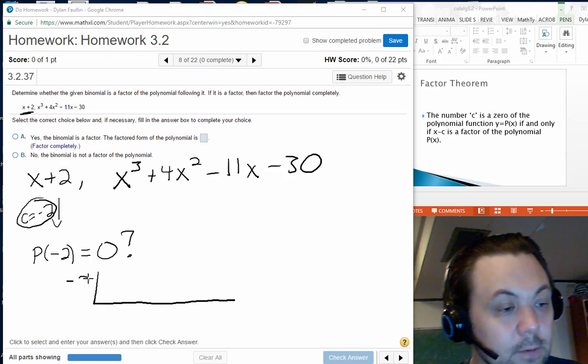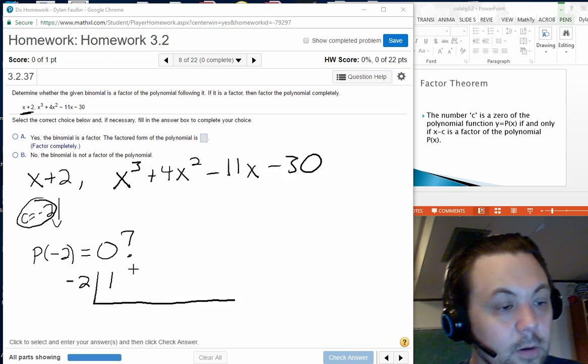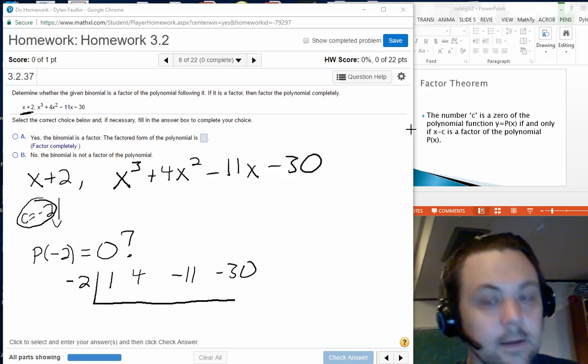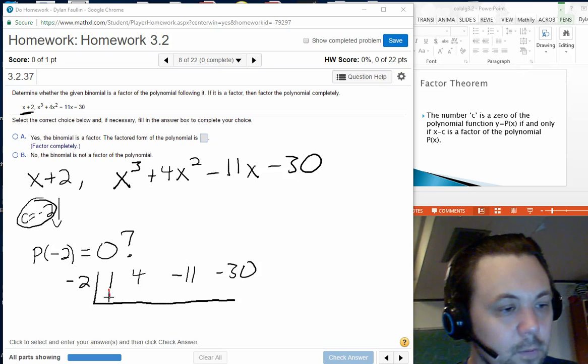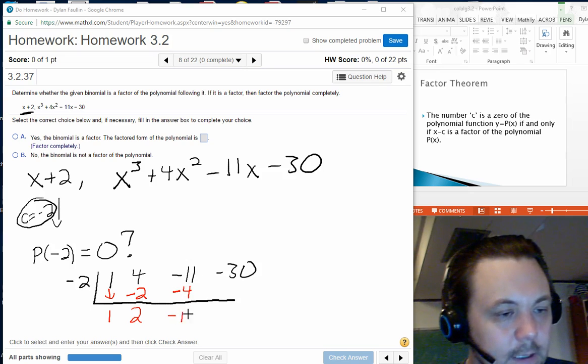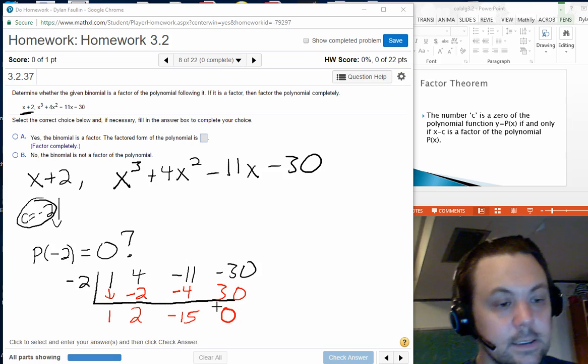So we're going to take c, which is negative 2, and put it on the outside here. Coefficients of the polynomial go across the top, so we have 1, 4, negative 11, negative 30. We start by dropping the first number below the box. I'm trying to change color again. All right, so we'll drop the 1 below the box. 1 times negative 2 is negative 2. Add these together, you get positive 2. 2 times negative 2 is negative 4. Add these together, you get negative 15. Negative 15 times negative 2 is positive 30. Add these together, you get 0.